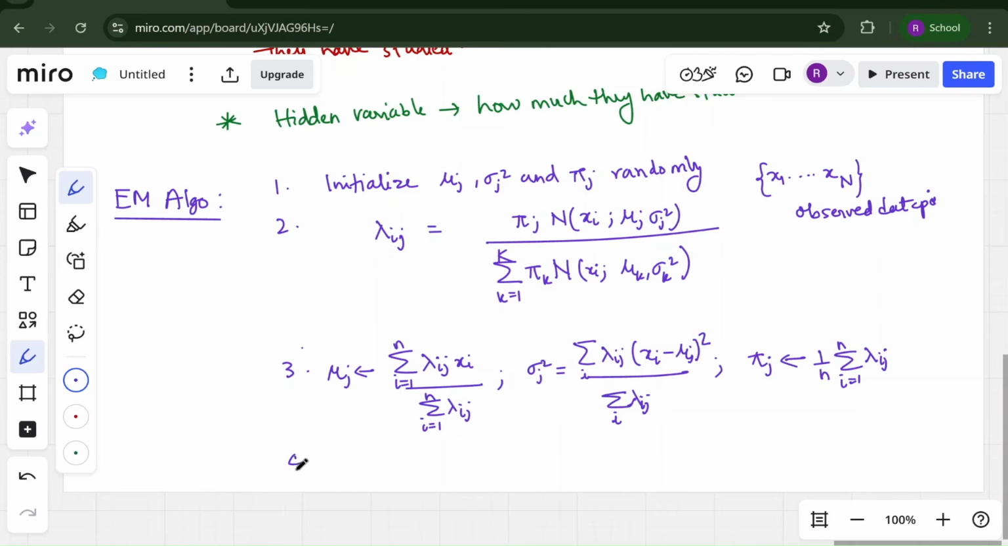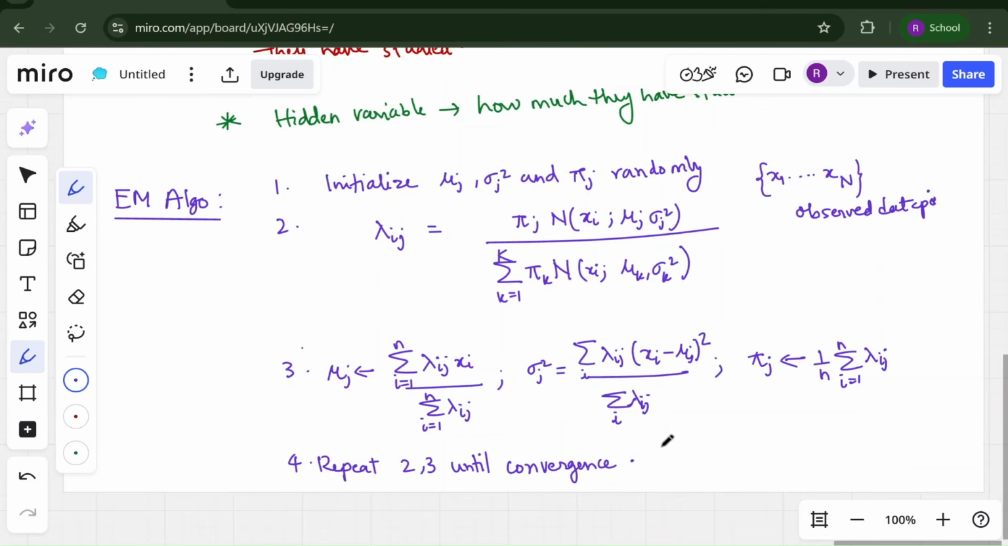So repeat 2 and 3 until convergence, which can be defined in many ways. You can define convergence as the difference between two consecutive mu j's being very small, or the difference between two consecutive sigma j's being very small, and so on. There are so many ways to know when to stop. In fact, you can even say, I will only run it 1000 times, and after 1000 times I will stop. So I'll just write repeat 2 and 3 until convergence. That is all about the EM algorithm.